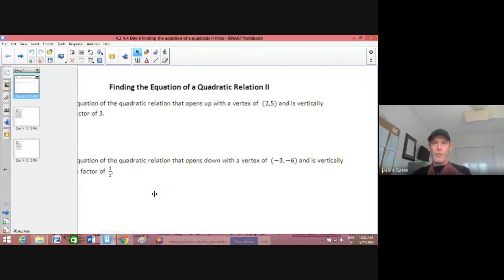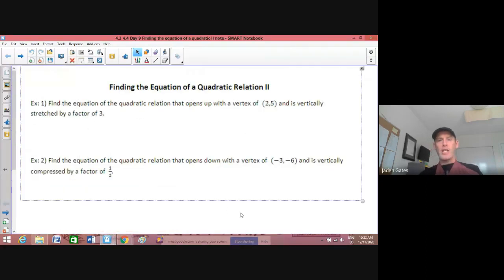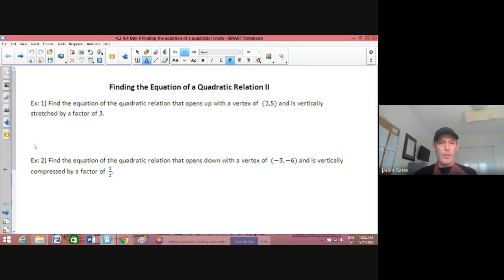All right, now we're going to go back the other way. Here we go. Finding the equation, part 2 this time. All right, so find the equation of the quadratic that opens up with a vertex of 2, 5 and is vertically stretched by a factor of 3. Now, here's what we want to do here.